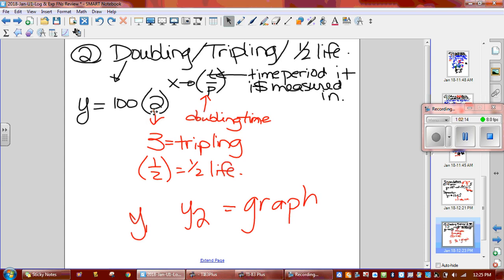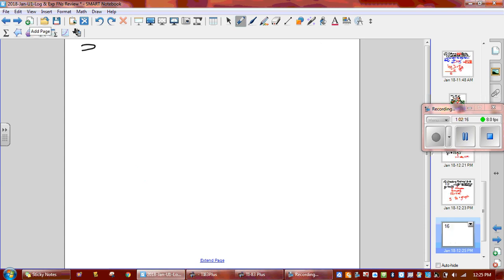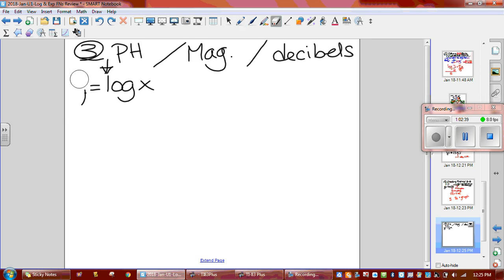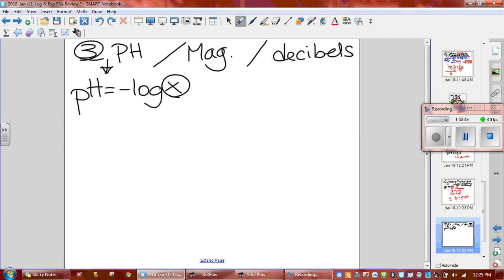Then the last three types we have for logs are pH, magnitude for our earthquakes, and decibels for the hearing scale. Now, they're all going to be set up very similar. We're going to have y equals log x, and that's going to be for your pH. And the y actually is pH, and it's negative log x, pardon me. Let's rewrite that. So pH equals negative log x, and x is equal to the hydrogen ion concentration.